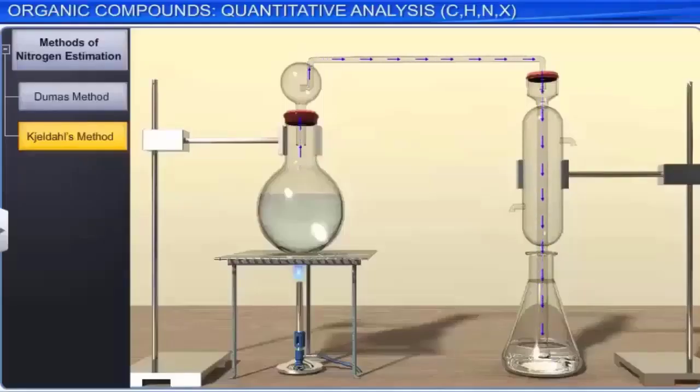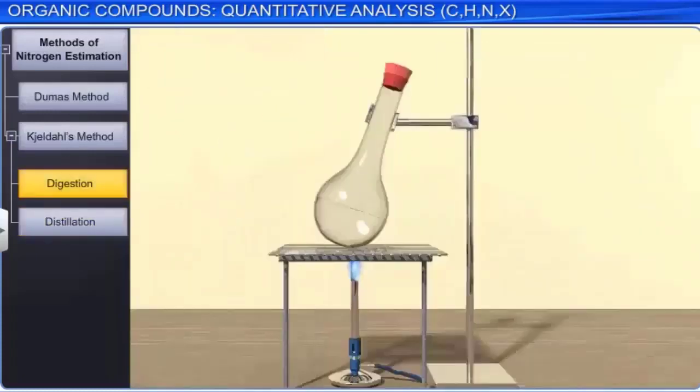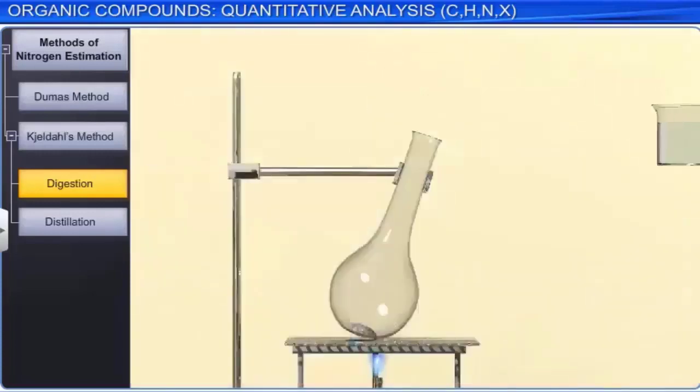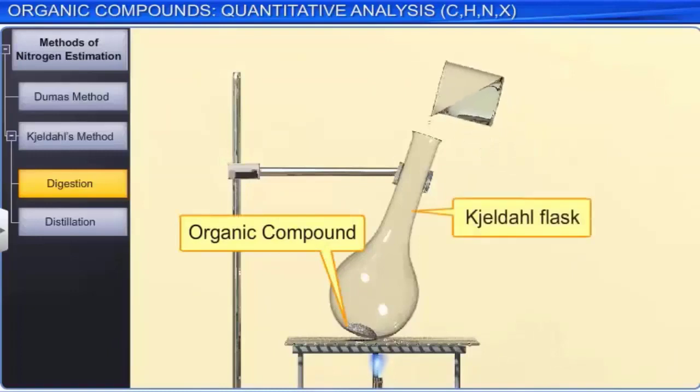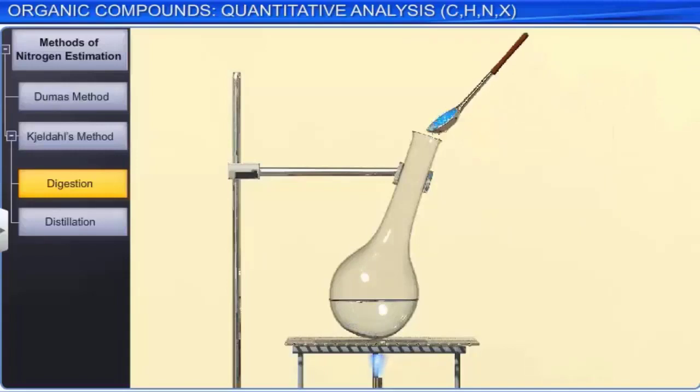Nitrogen is also estimated by another method known as the Kjeldahl's method. The method can be divided into two major stages, namely digestion and distillation. During the digestion stage, the nitrogen present in the organic compound is converted into ammonium sulfate. This is achieved by heating the compound in Kjeldahl flask with concentrated sulfuric acid in the presence of a small amount of copper sulfate.